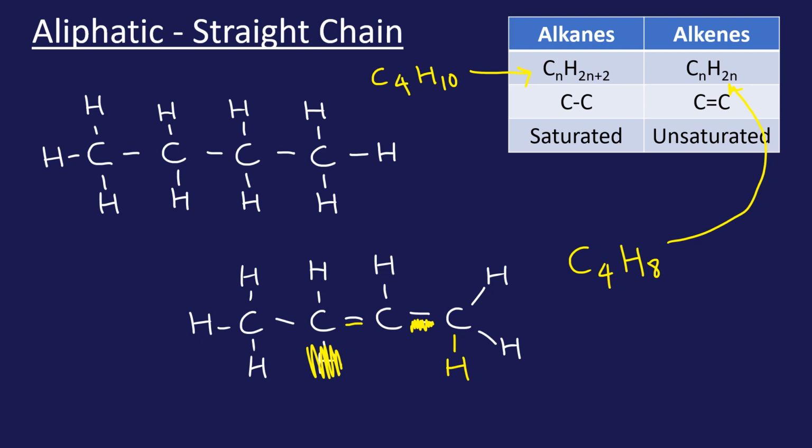So it's possible in that example that the double bond could be between the second and third carbon, or it could be at the end of the chain. And that's an early example of an isomer, because it still has the same number and type of atoms, but they're bonded together in a different way. It's got a different structure.